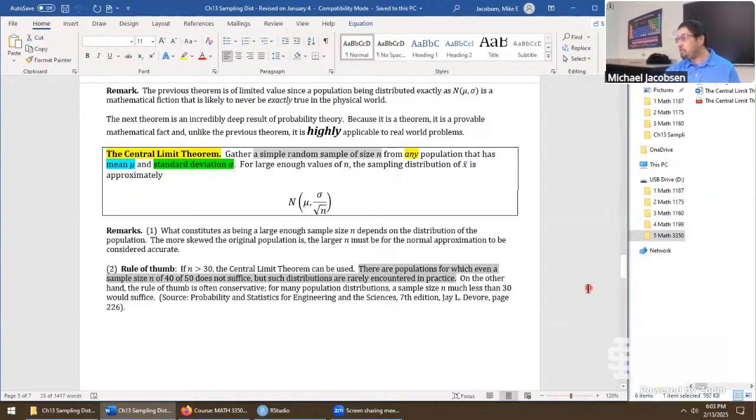Well, I looked into that. I tried to find a situation where a sample size of 40 or 50 doesn't work. And that's what the next example is all about. Any questions first, folks, with this statement here about the central limit theorem?